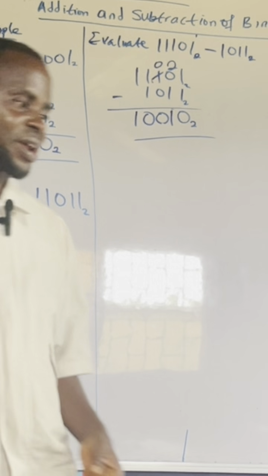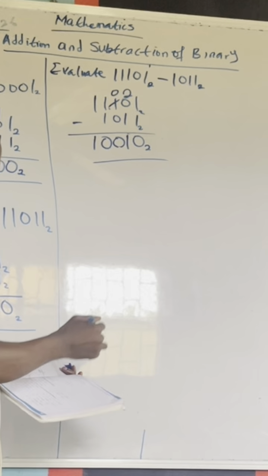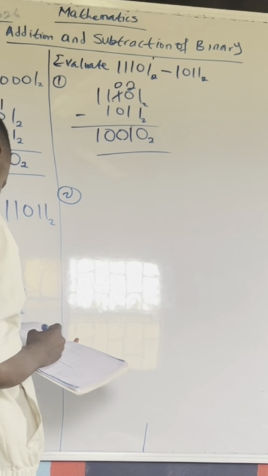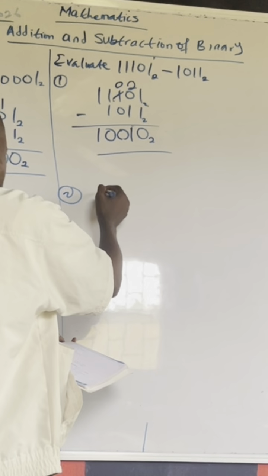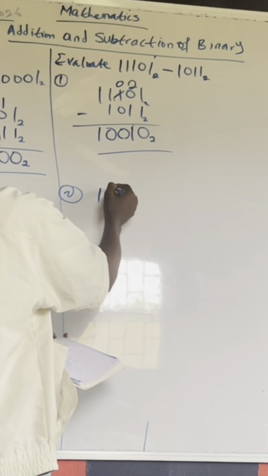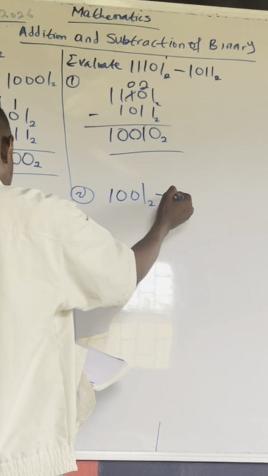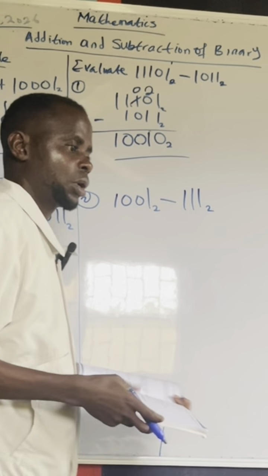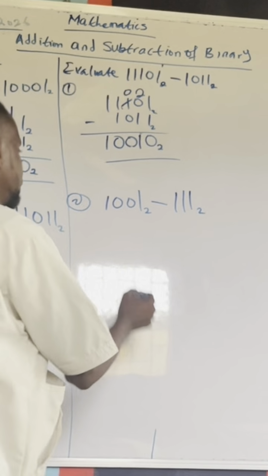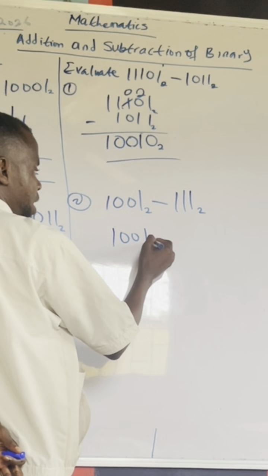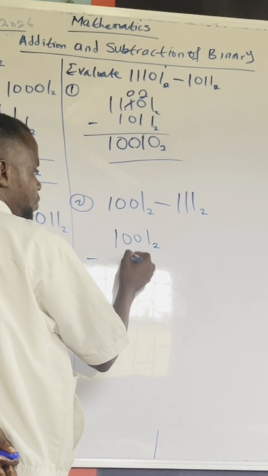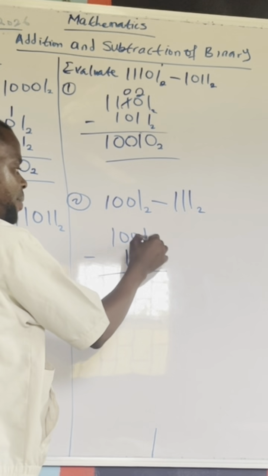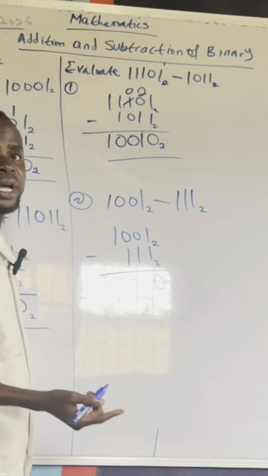Someone does not understand. Let's do another one. Okay, let's have this. 1001 base 2 minus 111, base 2. Subtract this. 1 minus 1, 0. 0 minus 1 is not possible.